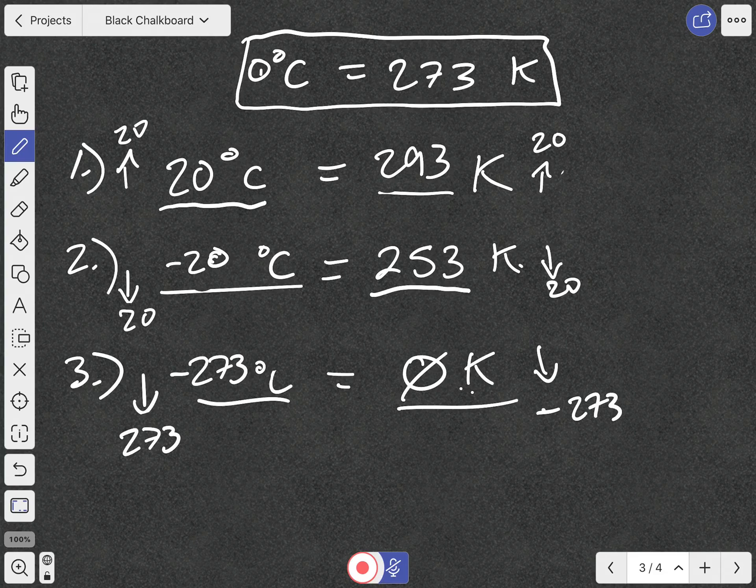So here's some quick examples on how to interconvert between Celsius and Kelvin. They are a 1-to-1 ratio, and the reason why we use Celsius often in chemistry is because of the fact that there is some proportionality between Celsius and Kelvin. All right.